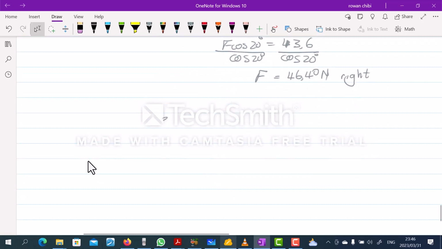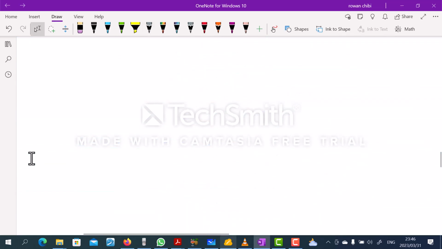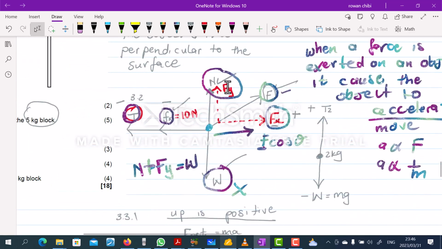Okay, I think this one we have to use the kinetic frictional force formula, this one. Now we need to calculate this coefficient, the kinetic frictional force coefficient. We do know the frictional force is 10, so now we need to find the normal force. Now I said that on that 5 kg block, the normal force plus Fy are equal to the weight.